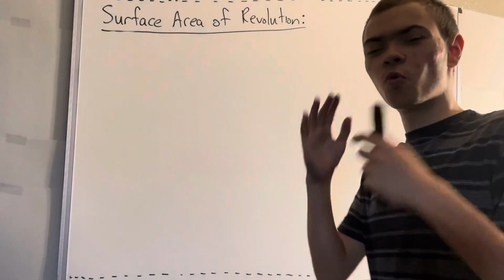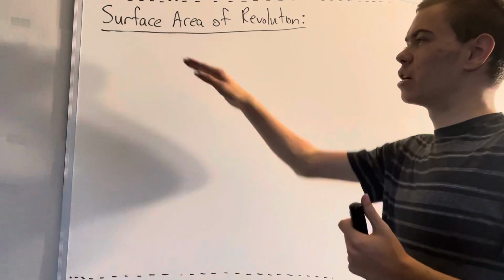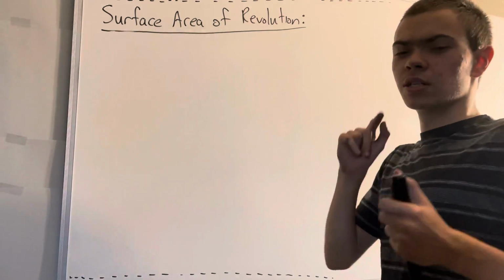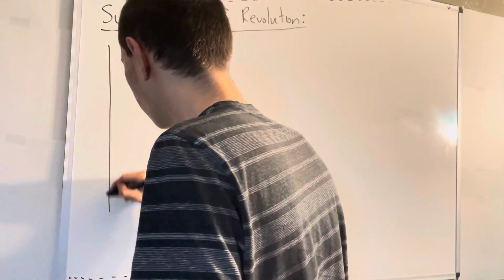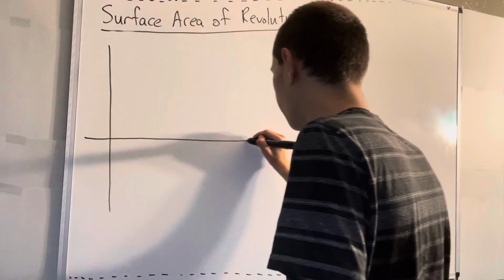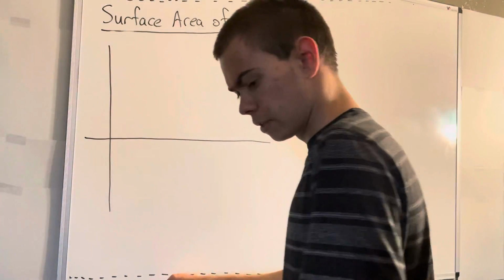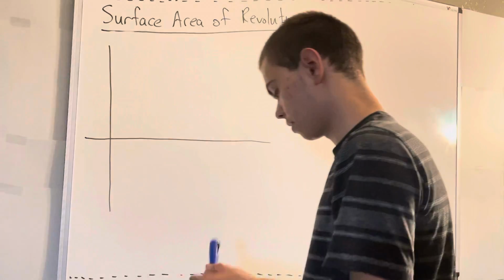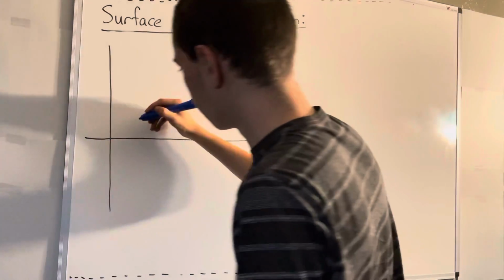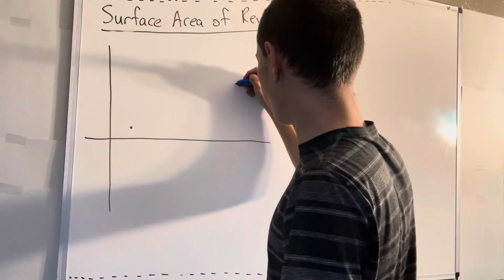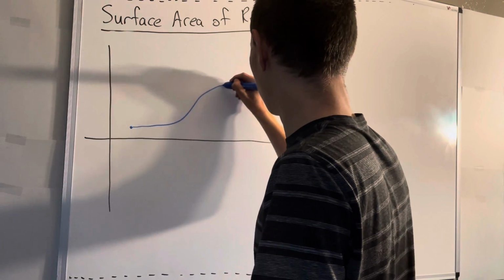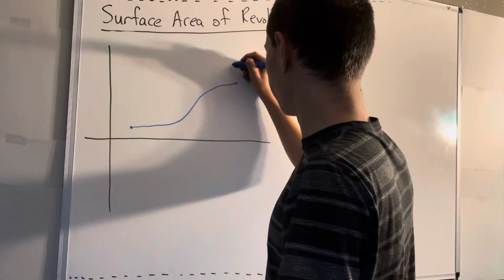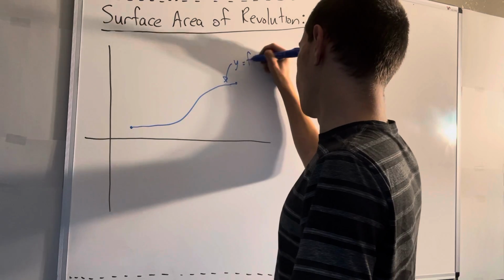In this video, we're going to derive the concept of surface area of revolution. To start, we're just going to make a sketch of some function f of x. We're going to say that f of x looks something sort of like this. Pretty much we're going to say it goes between these two points right here. So this right here is f of x.